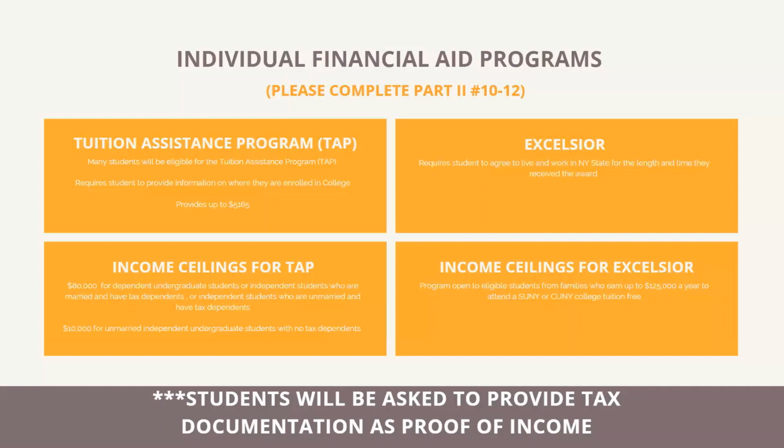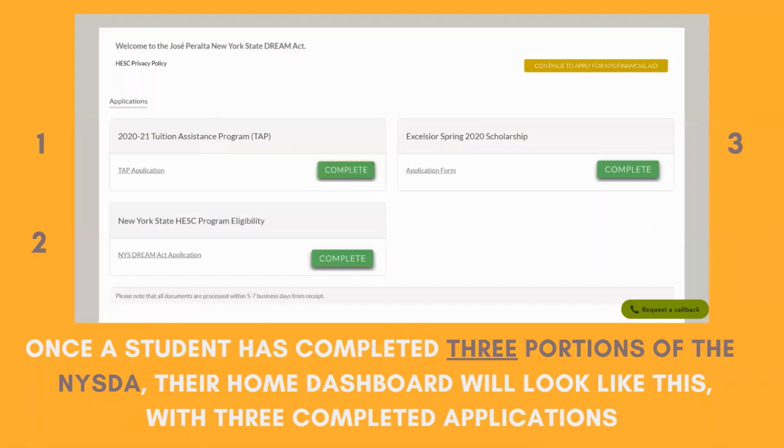In addition to that, the income maximum that your family can claim for the TAP award is $80,000. For Excelsior, it's $125,000. The income ceiling for TAP is $80,000 for dependent undergraduate students, or independent students who are married and have tax dependents. $10,000 is the income ceiling for unmarried independent undergraduate students with no tax dependents. And the income ceiling for Excelsior, like I mentioned, is $125,000.